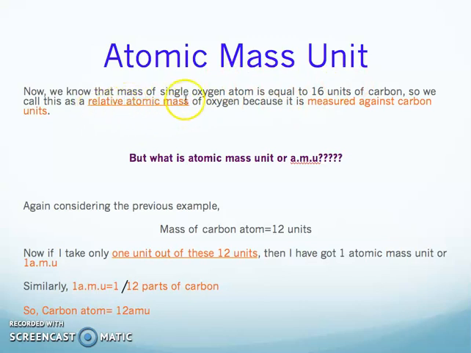So now we know that the mass of a single oxygen atom is equal to 16 units of carbon. We call this the relative atomic mass of oxygen because it is measured against carbon units. But what is AMU? Again, consider the previous example. The mass of carbon-12 is equal to 12 units. Now if I take only 1 unit out of these 12 units, then I have got 1 atomic mass unit, or 1 AMU. Then 12 units are equal to 12 AMU. So 1 AMU is actually 1/12th part of a carbon atom.